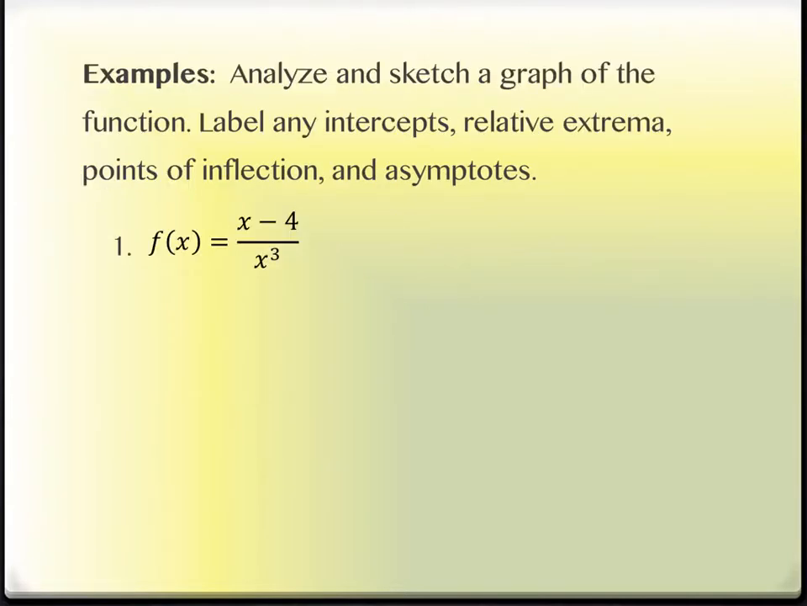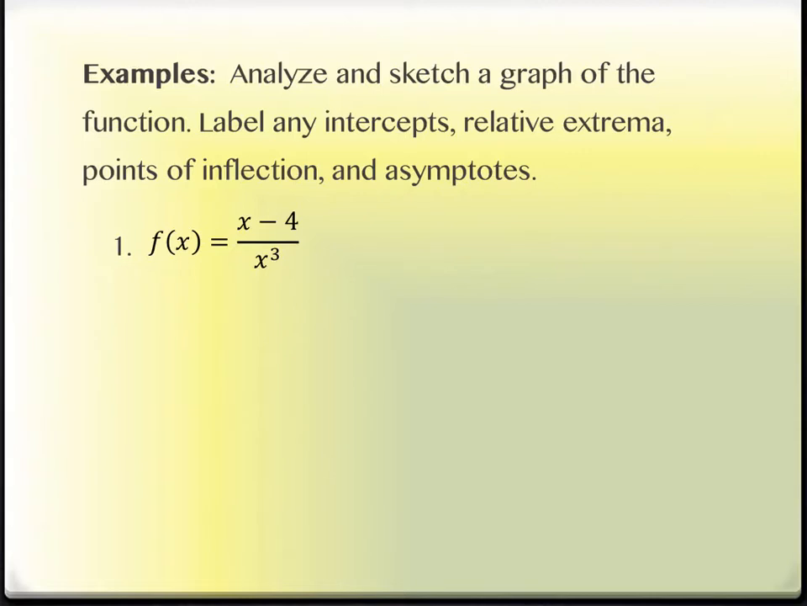All right, so here's an example of one. We're going to do two of them. The first one we're looking at is a rational function. Our function is f of x equals (x minus 4) over x cubed. And it actually says to analyze, to sketch a graph, and then to label certain pieces of information. So labeling intercepts, relative extrema, points of inflection, and asymptotes.